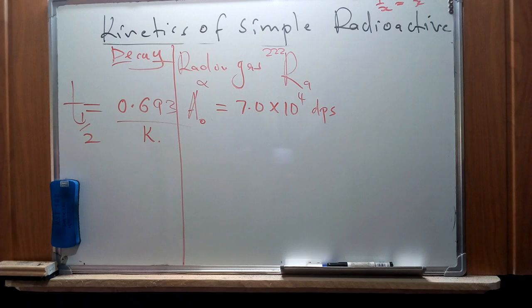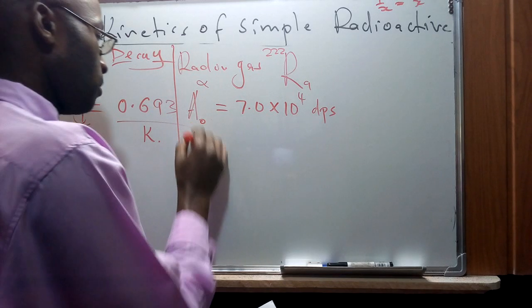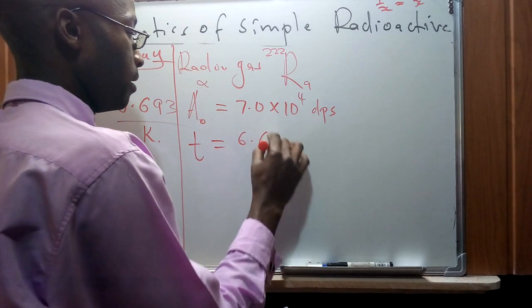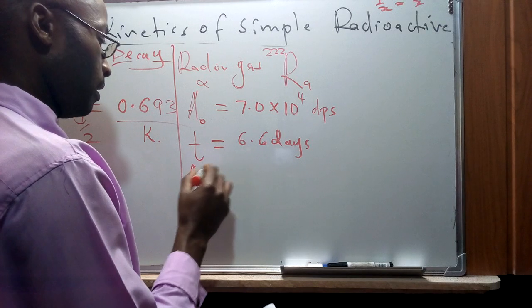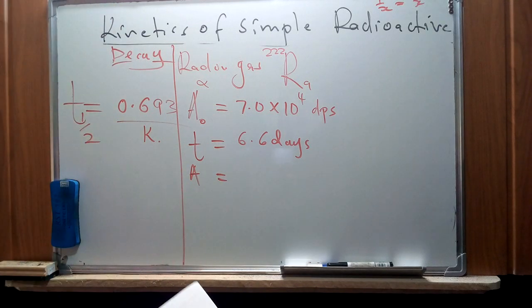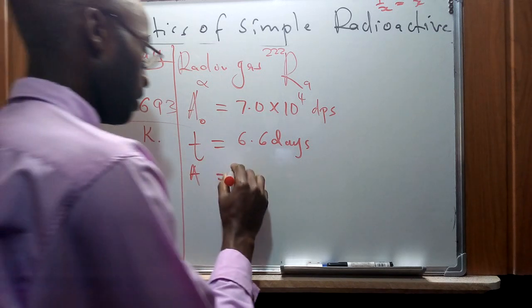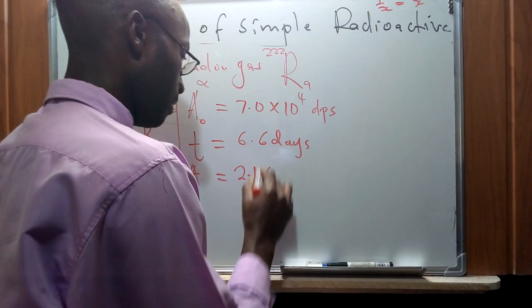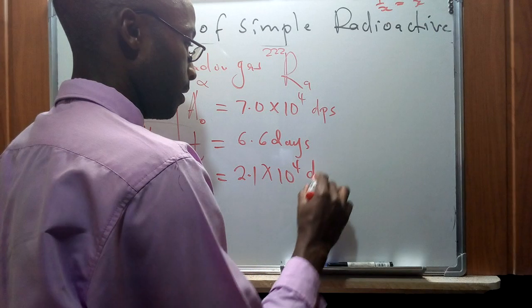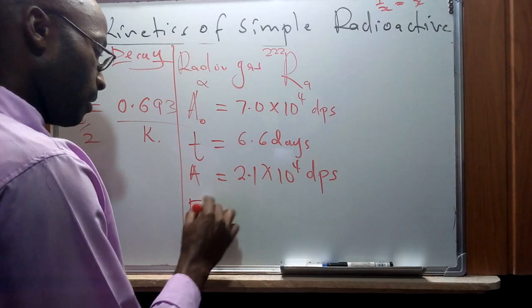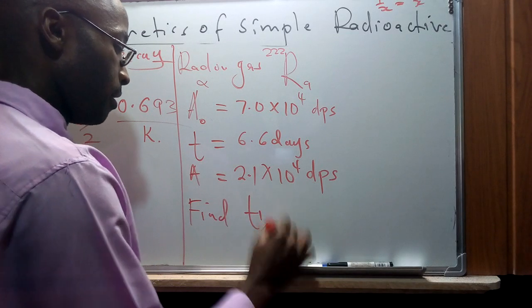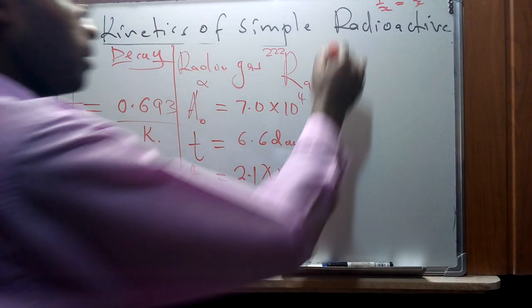After 6.6 days, so the time t is 6.6 days, its activity A is 2.1 times 10 raised to 4 disintegrations per second. Looking at this information, we are requested to find the half-life of this particular radon gas.